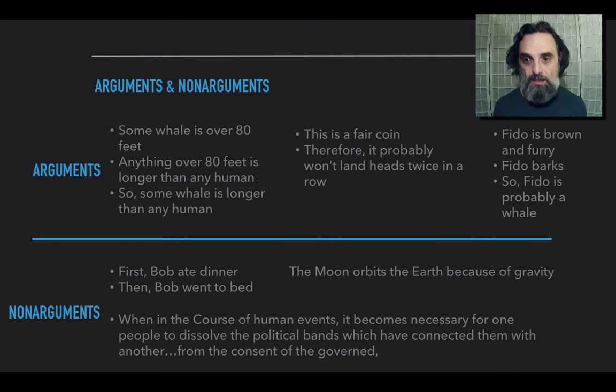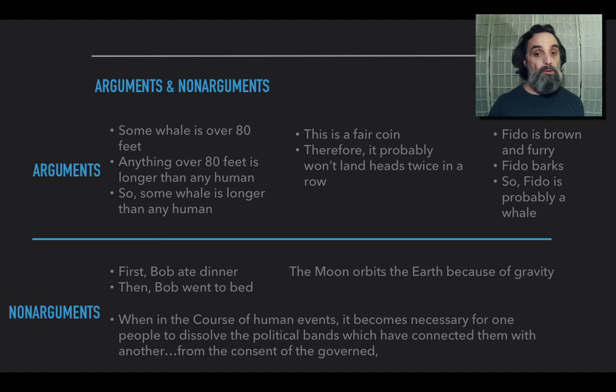When in the course of human events, it becomes necessary for one people to dissolve the political bands which have connected them with another, and to assume among the powers of the earth the separate and equal station to which the laws of nature and of nature's God entitle them, a decent respect to the opinions of mankind requires that they should declare the causes which impel them to the separation. We hold these truths to be self-evident, that all men are created equal, that they are endowed by their Creator with certain unalienable rights, that among these are life, liberty, and the pursuit of happiness, that to secure these rights, governments are instituted among men, deriving their just powers from the consent of the governed, and so on.